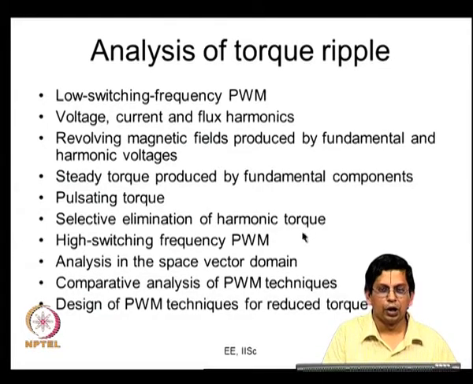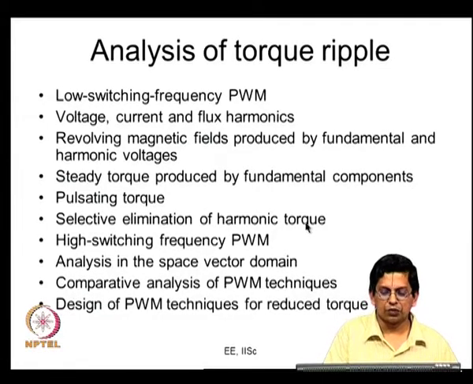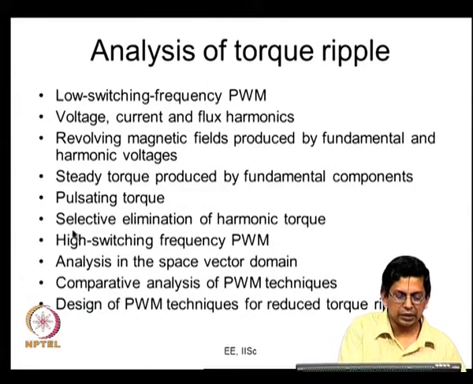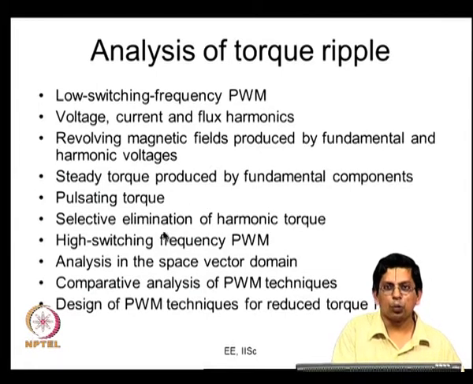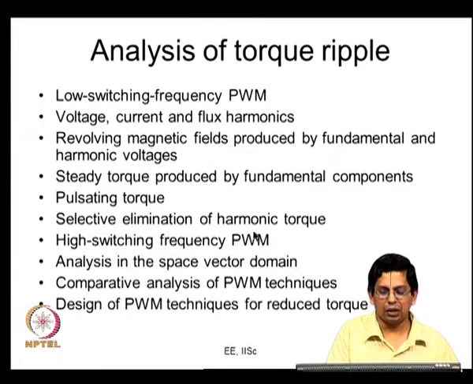harmonic torque. You might recall when we did this low switching frequency PWM earlier, we looked at what is called selective harmonic elimination. What we tried to do is produce a PWM voltage waveform which gave us the necessary fundamental voltage, but eliminated a specific harmonic voltage. We call that selective harmonic elimination. Now we will see how we can selectively eliminate a harmonic torque. We will get some idea on how to go about it now.